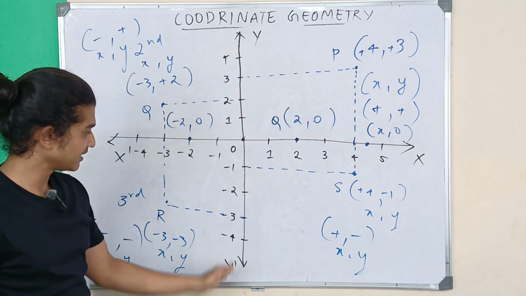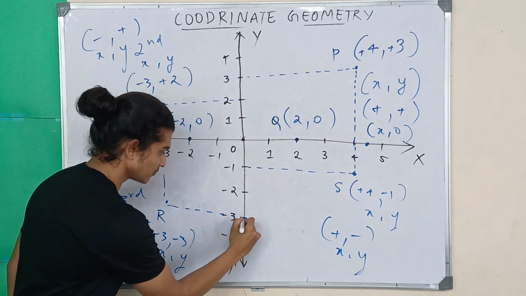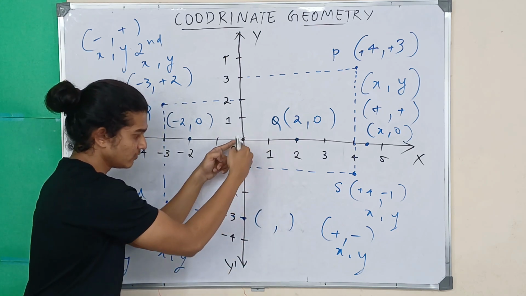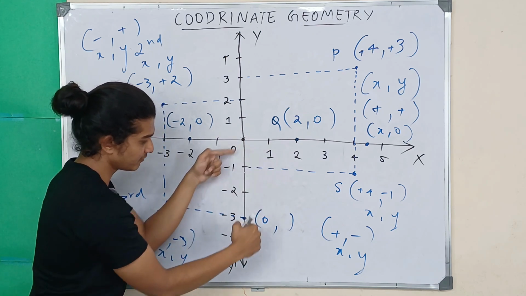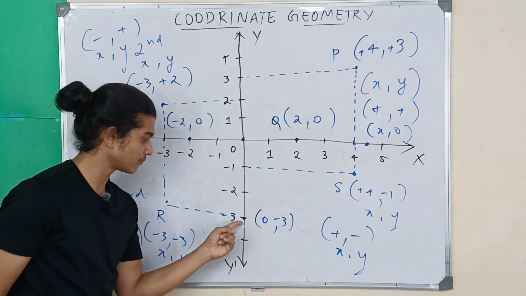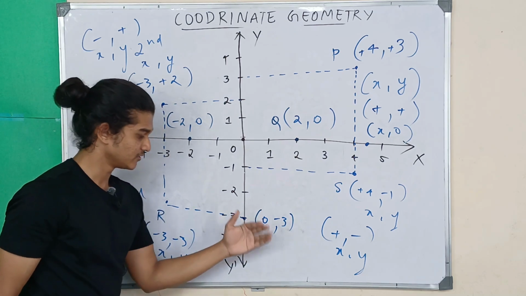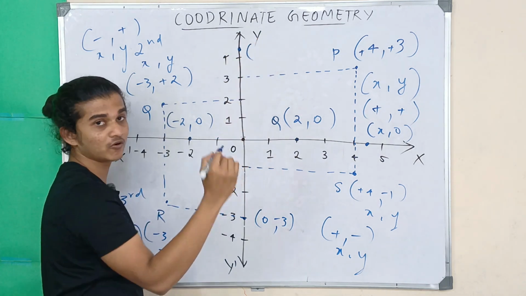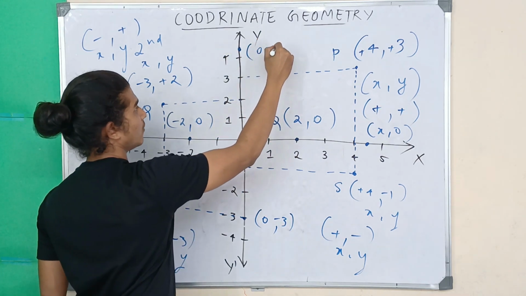Now exactly in the case of the y axis, suppose I'm trying to find the coordinate of this point. So the x distance is 0 for this point, whereas y distance is -3. So the coordinates of this particular point is 0 comma -3. So in that way, we can say any general point on the y axis is going to have the coordinates of 0 comma y.